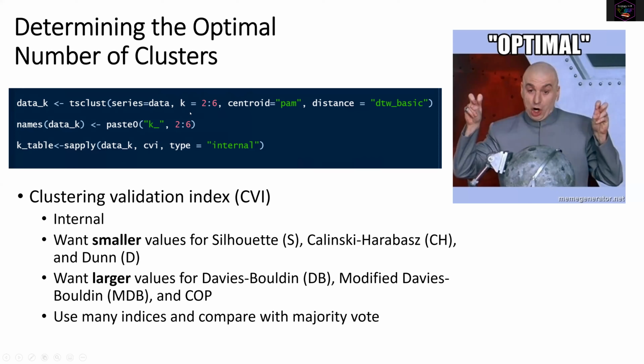So this is the function that you'd use. You specified 2 to 6 here. So I'm telling it that I want to apply these indices to 2 to 6 different clusters. And then this is the code to kind of create a data table that allows you to compare those indice values.